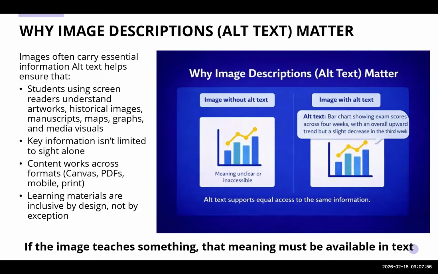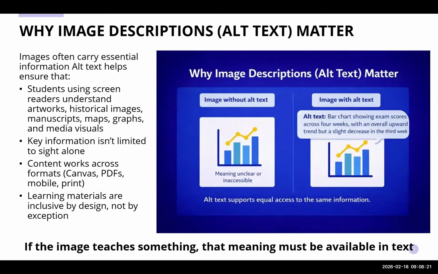Alternative text makes sure that the meaning does not stay locked inside the image. So, if a map shows movement from rural areas to cities over time, that trend needs to be described in words. Similarly, if a sculpture demonstrates power through posture and scale, that idea needs to be expressed in text.